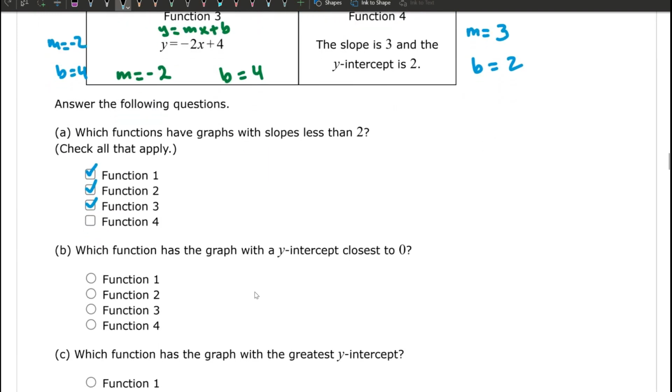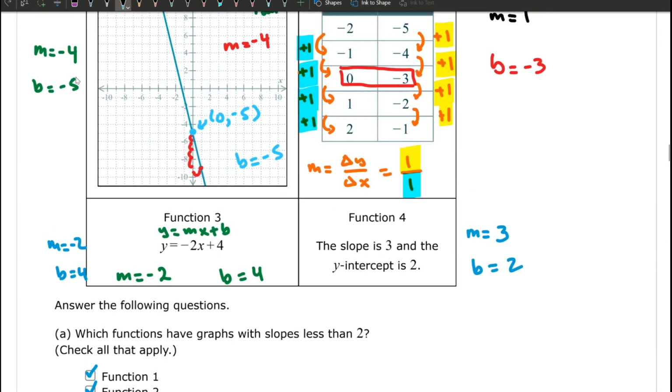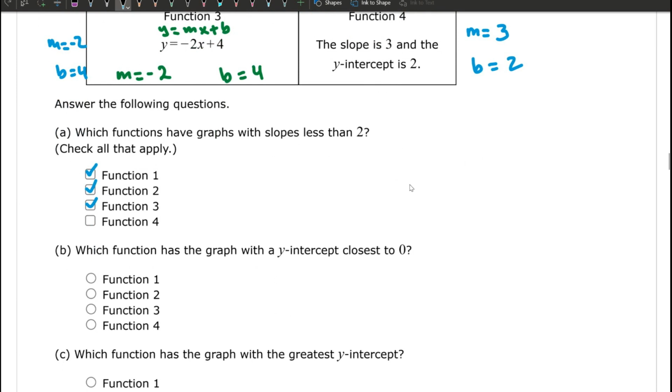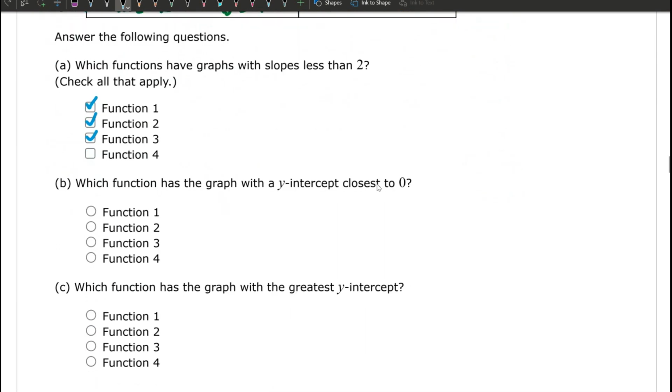Which function has the graph with the y-intercept closest to 0? Y-intercept is b, so which b is closer to 0? Negative 5 is 5 units away from 0. Negative 3 is 3 units away from 0. 4 is 4 units away from 0. So b2 is the correct answer here, which is function 4 is the closest one. The y-intercept closest to 0 is function 4.